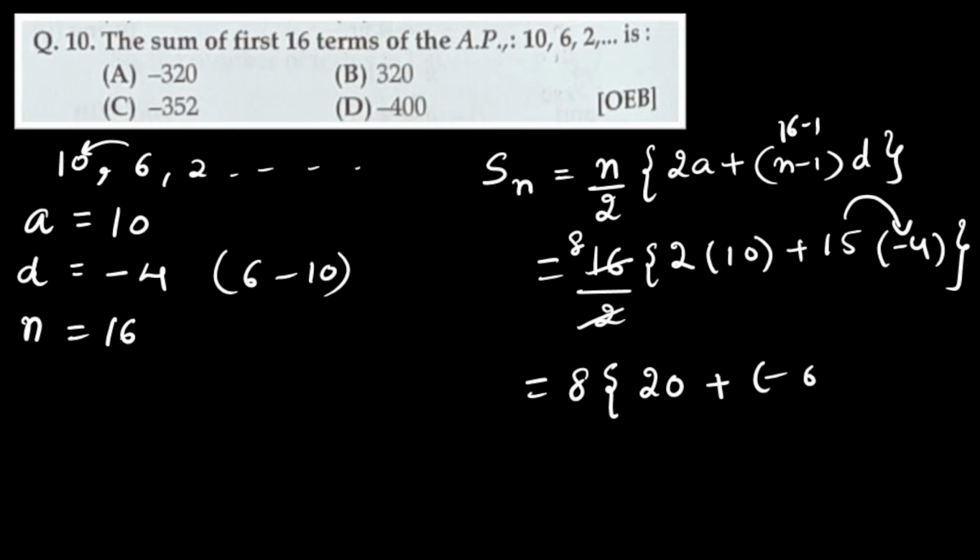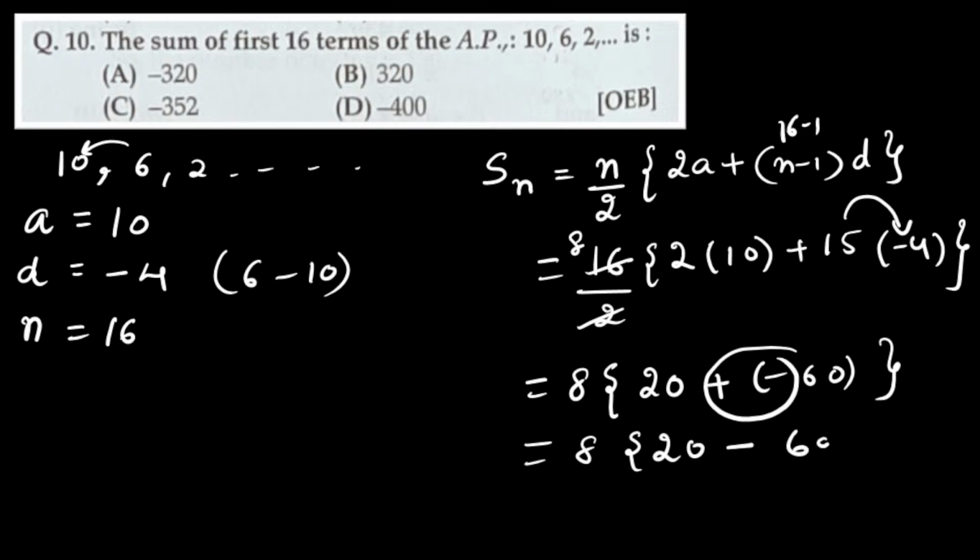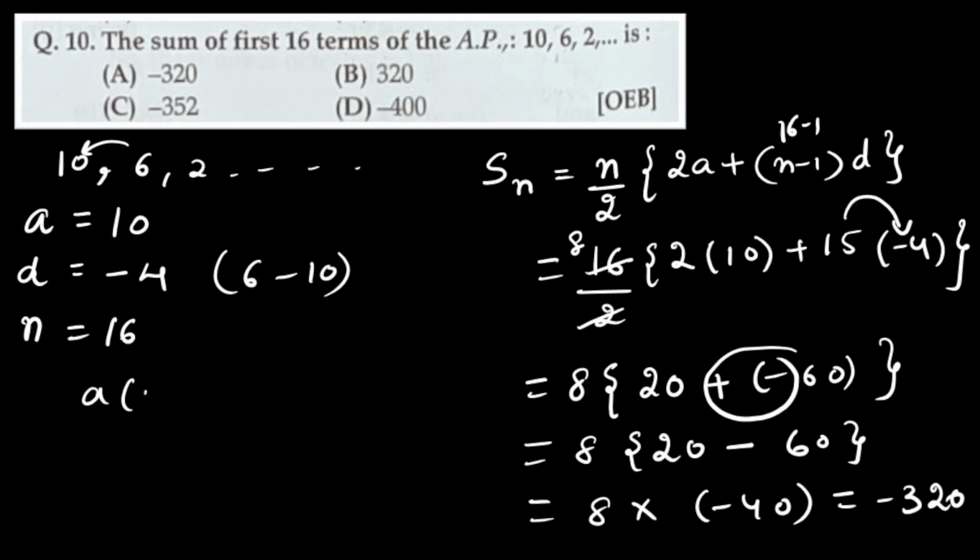So 20 plus negative 60. When there are two signs together, we have to make it a single sign: 20 minus 60. So 8 into 20 minus 60 is minus 40. Plus minus is minus, and we use the sign of the greater number. So 8 into 4 is 32 and a 0, negative 320. Negative 320, option A.